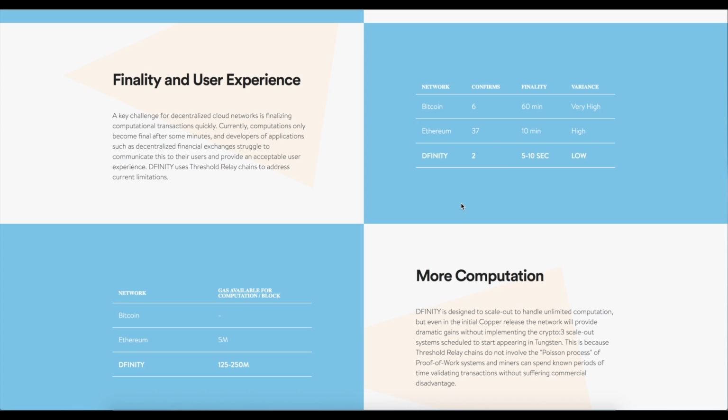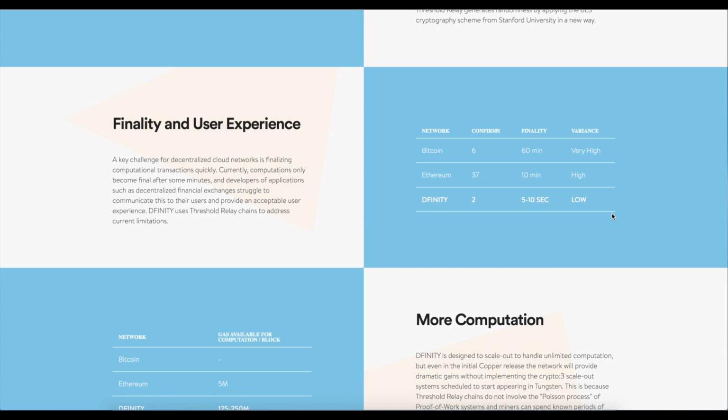So let us see finality and user experience. Here they are giving an example. For Bitcoin, it takes 6 confirmations in about 60 minutes per transaction, and the variance is very high. With Ethereum, it takes 37 confirmations, the time is 10 minutes, and the variance is high. With Dfinity, you will get 2 confirmations and it will be done in 5 to 10 seconds, and the variance is very low. So the user experience is excellent on Dfinity.